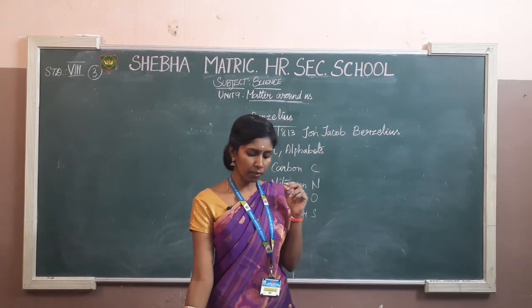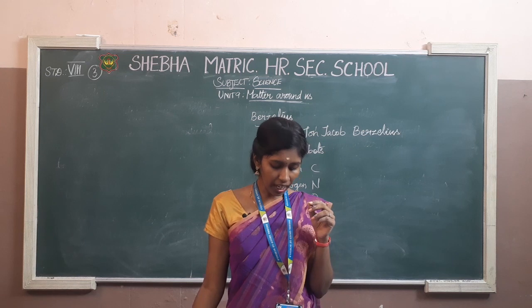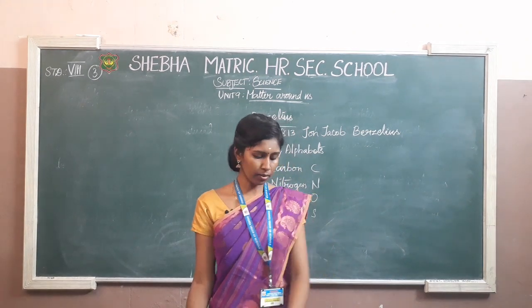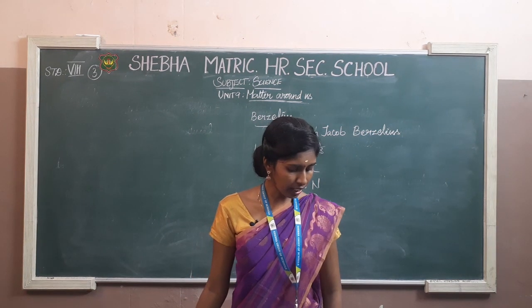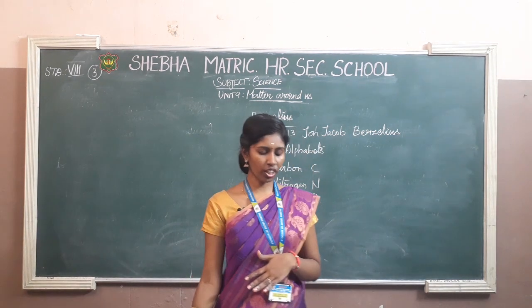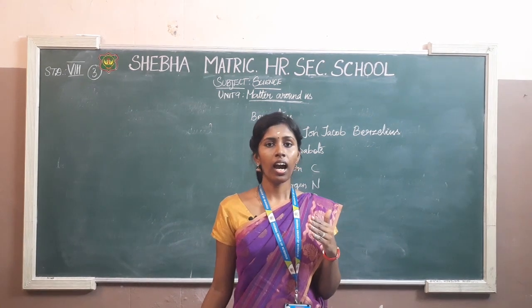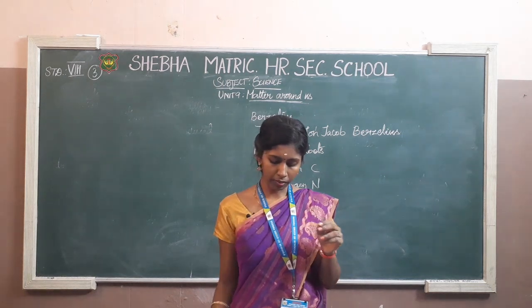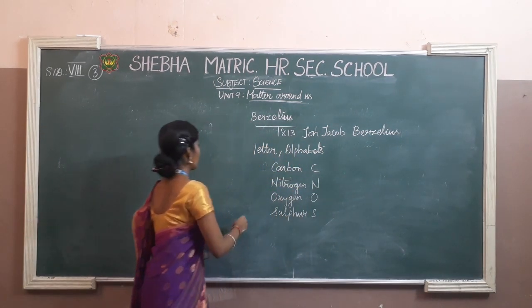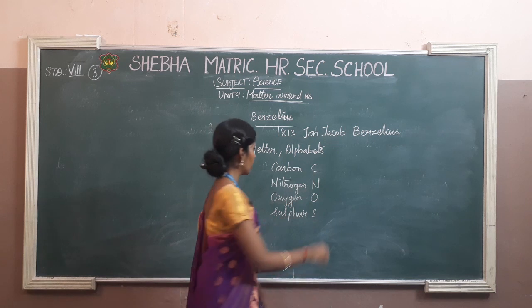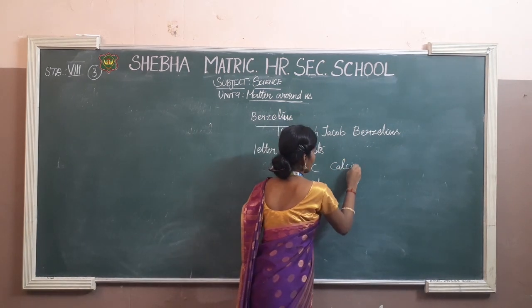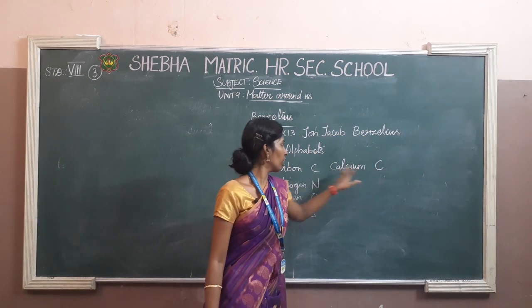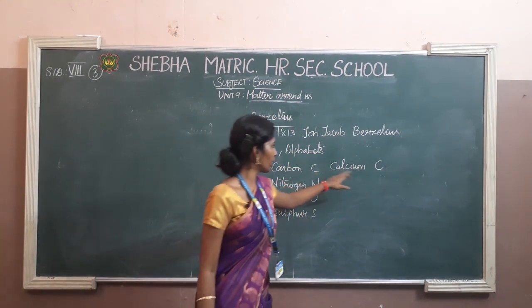After that, the Berzelius symbols. It is an alphabetical symbol. It is very easy compared to the Dalton symbols. After that, day by day it changed. The first letter is the same, and the second one is different. For example, carbon means the first symbol is C. Calcium also has the symbol C. So it will differ. We will see that these are different from each other.